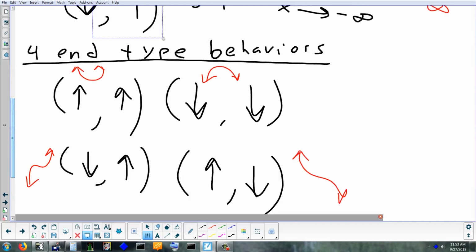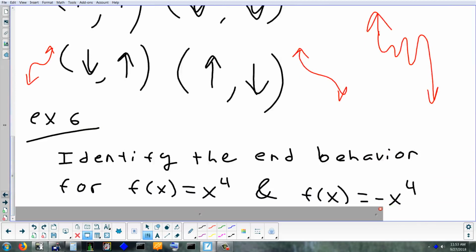Now, I'm not saying that it can't twist and turn in the middle. It can definitely do something like this. For our purposes, that's the same thing. Up on the left, down on the right. Bunch of local extrema, mins and maxes in the middle. But that's not really what we're focusing on. We're looking at the big picture: what's happening on the left and right.